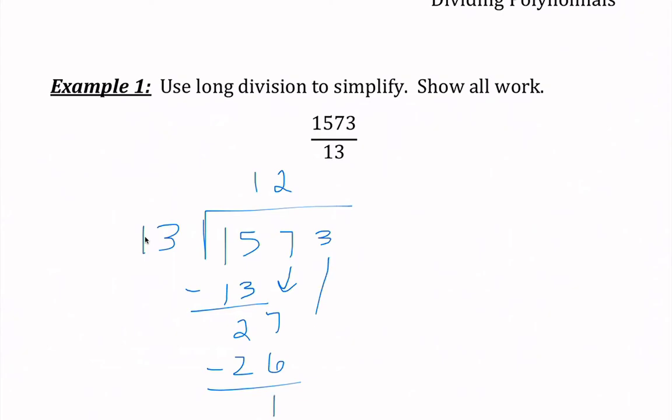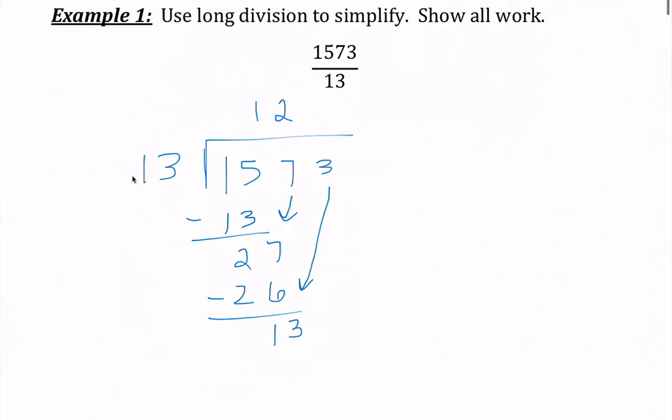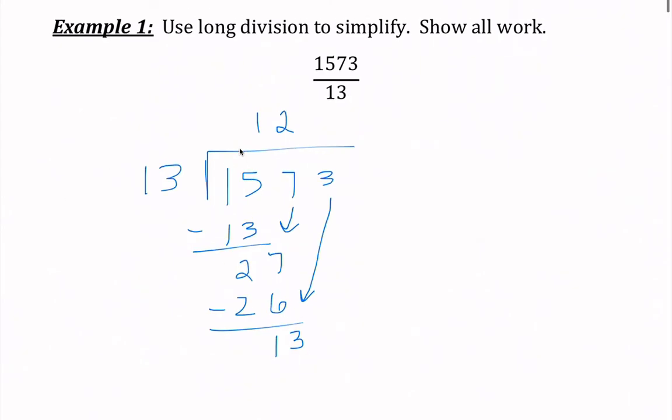And I would drop down that 3. Repeat the process all over again. I'm trying to figure out how many times will 13 go into 13. So 13 divided by 13 is a 1. So now I'll take this 1 and multiply by 13. 1 times 13 is 13. We subtract those two numbers. 13 minus 13 is 0, which means I do not have a remainder. 13 goes into 1,573 121 times perfectly.